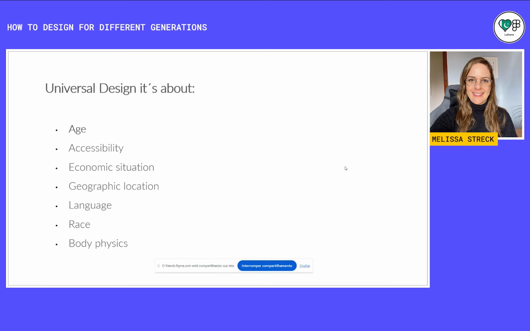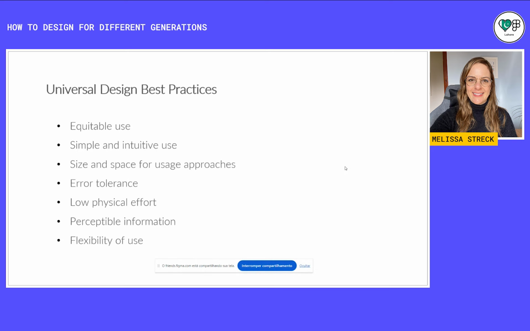So when we talk about universal design, it's about age, accessibility, economic situation, geographic location, language, race, and body physics. So we look at all these ranges, these facets, to design for our large group of users, so attending to everyone, right?